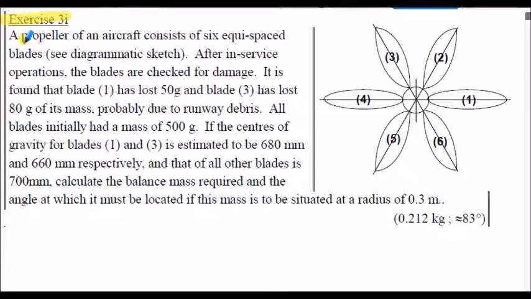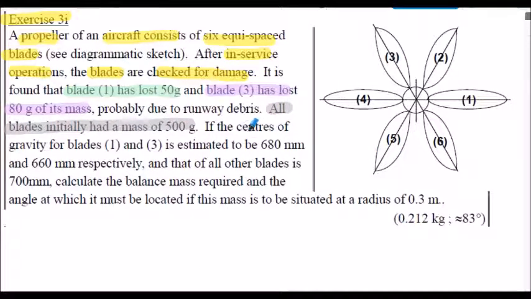We've got a propeller of an aircraft that consists of 6 equi-spaced blades, as shown in the sketch. After in-service operations, the blades are checked for damage. It's found that blade 1 has lost 50 grams, blade 3 has lost 80 grams of its mass, probably due to runway debris, they say. All blades initially had a mass of 500 grams.